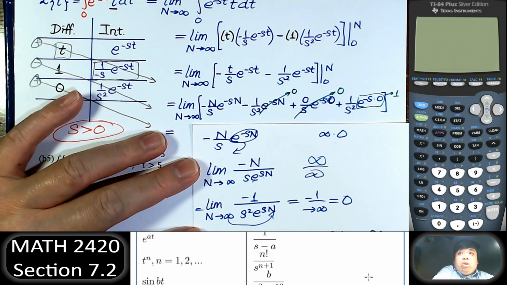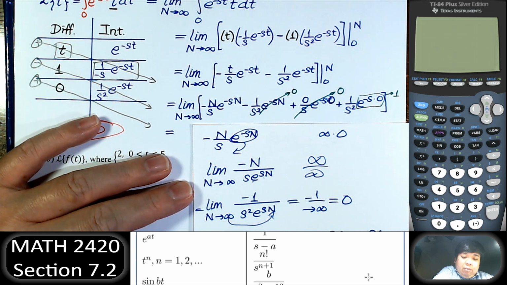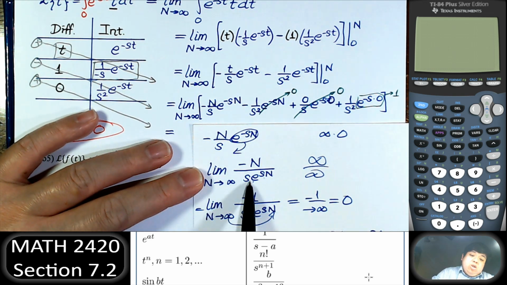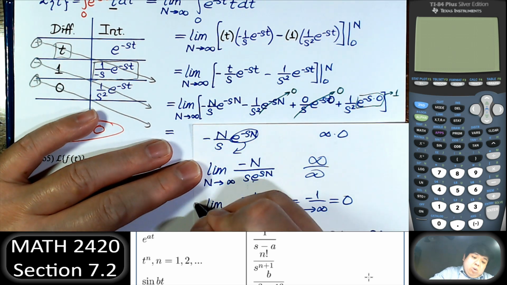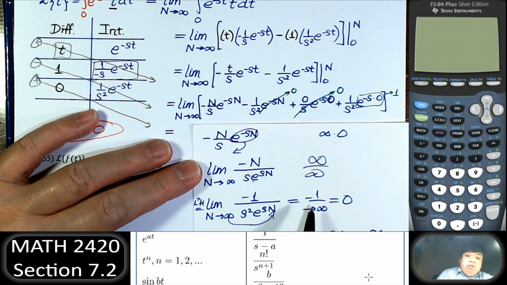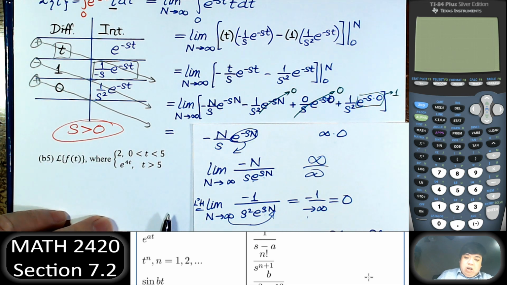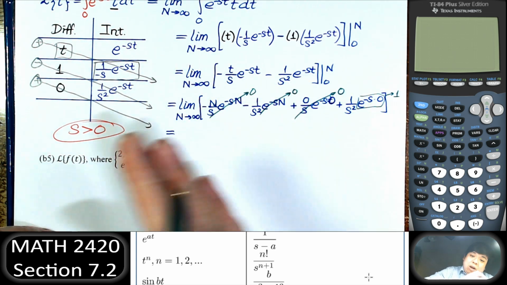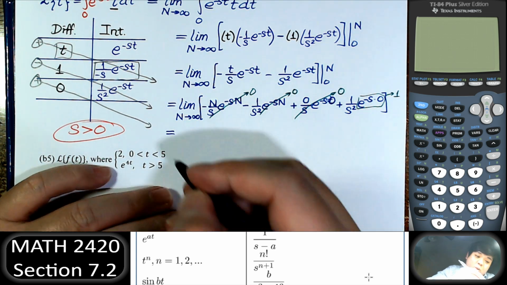So in this problem we use L'Hopital's rule, and we move this to the bottom so we have the quotient. L'Hopital's rule says we take the derivative of the top, which is negative 1, the derivative of the bottom, which is that, and then we substitute in infinity. We have a finite number divided by infinity, which is equal to 0. So it can be shown that this term goes to 0 as well. After all of that clears out, we have 1 over s squared.